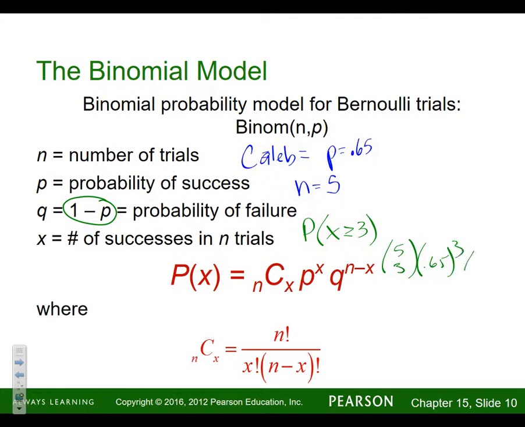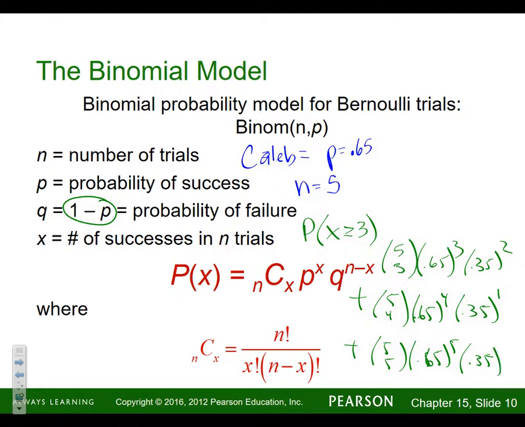0.65 to the third, 0.35 to the second, plus 5 choose 4, 0.65 to the fourth, 0.35 to the first, plus 5 choose 5, 0.65 to the fifth, 0.35 to the 0, which is just 1. The sum of all those would be the probability of him making 3 or more shots. That's not bad.